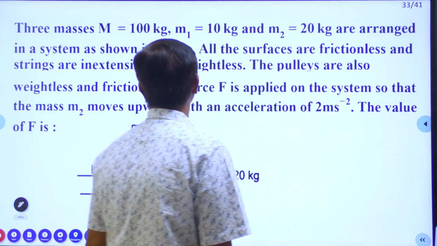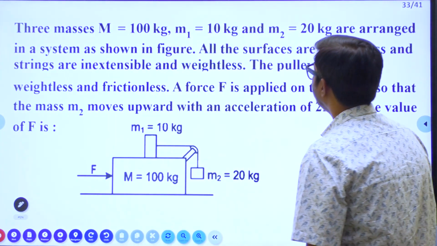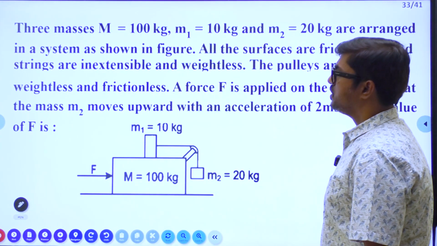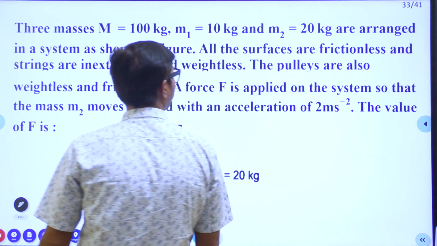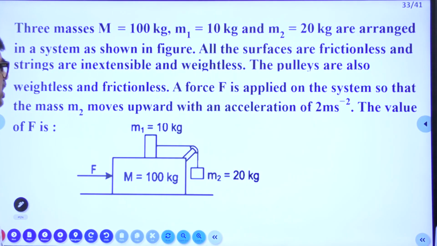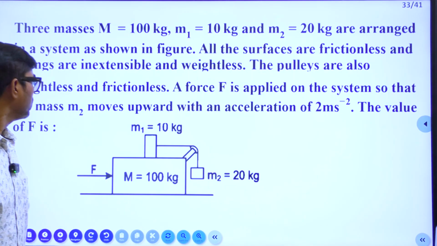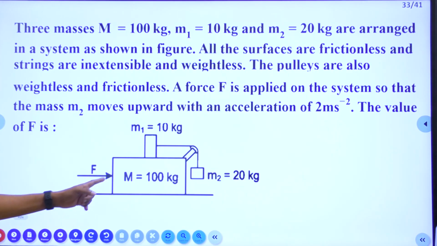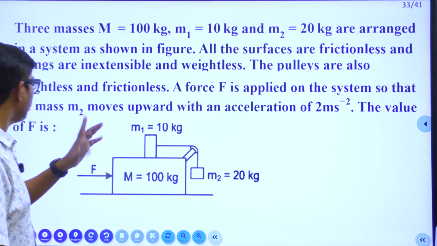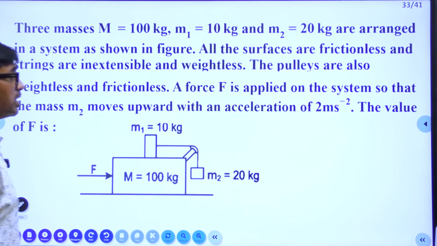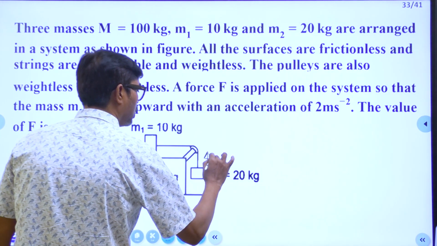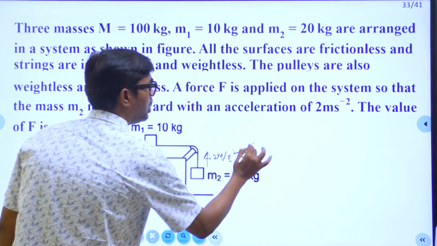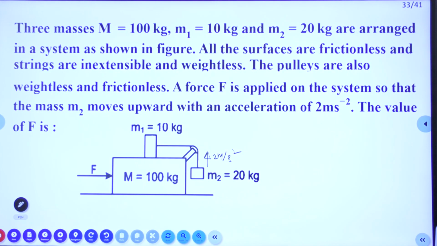Three masses, m equal to 100 kg, 10 kg and 20 kg, are arranged as shown in the figure. All the surfaces are frictionless and the strings are inextensible, weightless. The pulleys are also weightless. Everything is frictionless and ideal. A force F is applied on the system on the mass. Then they said so that the mass M2 moves upwards with an acceleration 2 meter per second square. The value of F is.